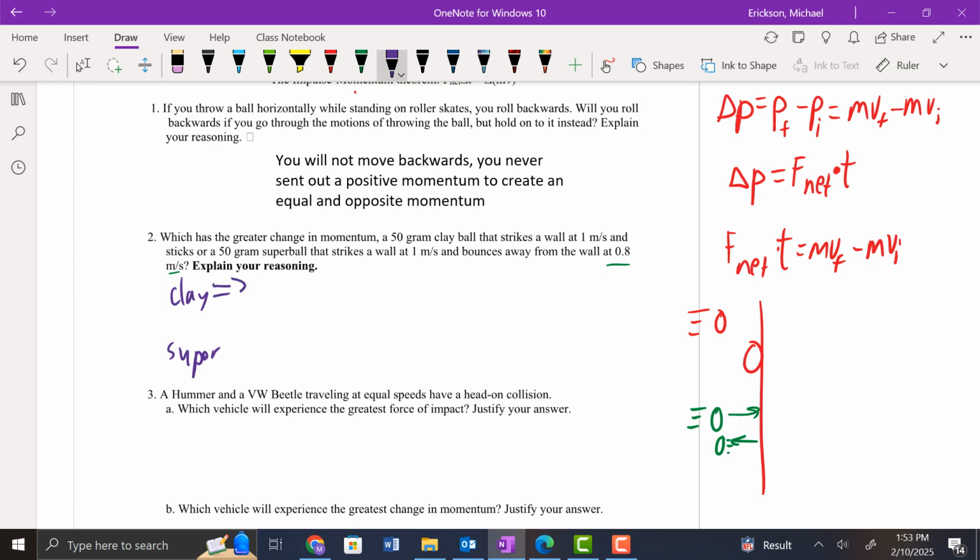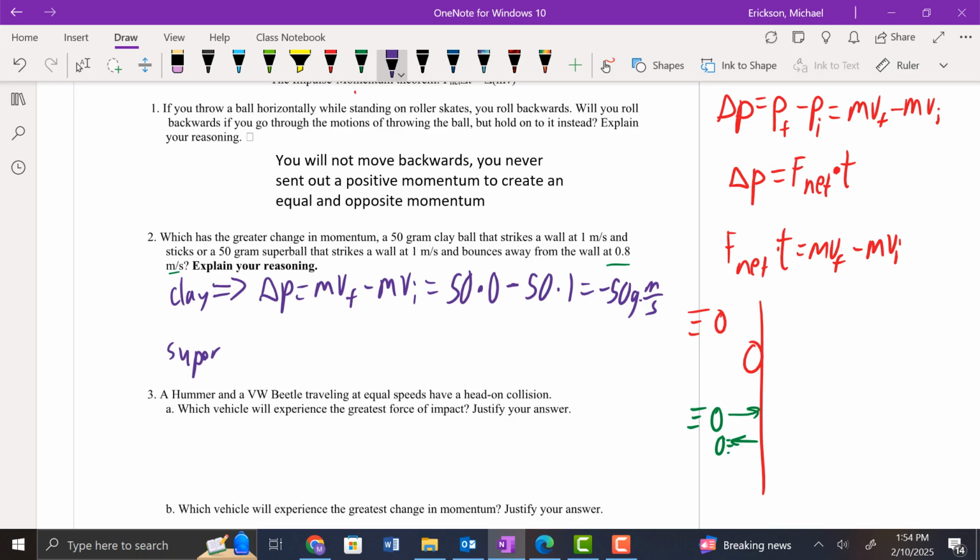So let's see, delta P is equal to mv final minus mv initial. I'm going to keep the masses as 50 grams. I'm not going to convert it. As long as everything's the same, it's fine. So 50 times my final velocity for the clay is 0 because it gets stuck on the wall. My initial is 1. So I end with negative 50 gram meters per second.